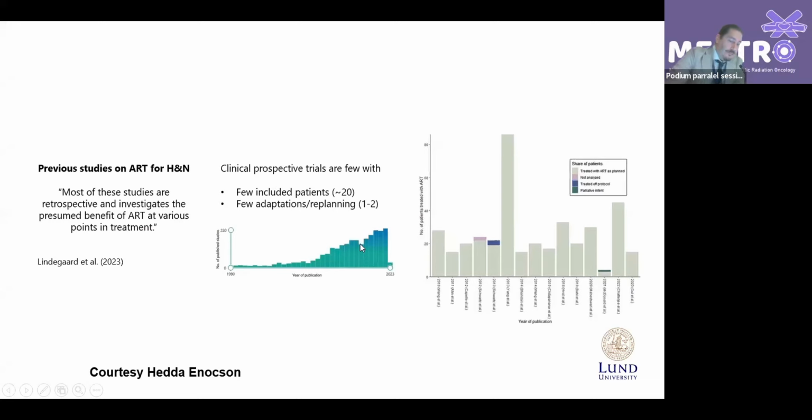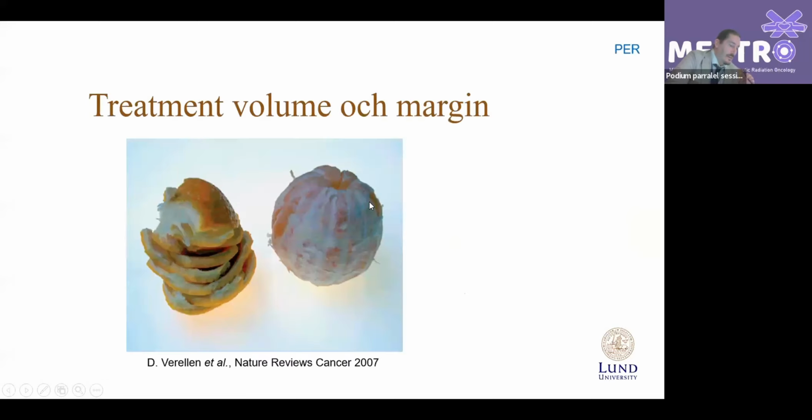So that's something to consider, I think, and really challenge us as researchers in this field of radiation oncology. This is maybe a little bit too busy a slide, but there is a nice review by Lindegard et al. on ART of head and neck patients, and it's really quite a lot of work done. But curiously, very few of them actually did any PTV changes. So I think that's something I would encourage everyone to look at.